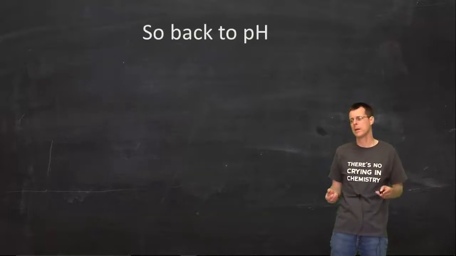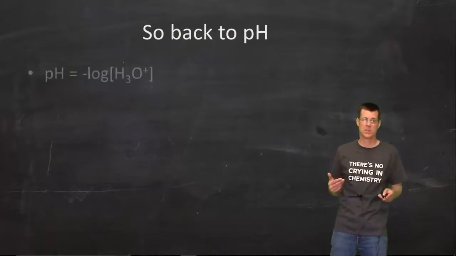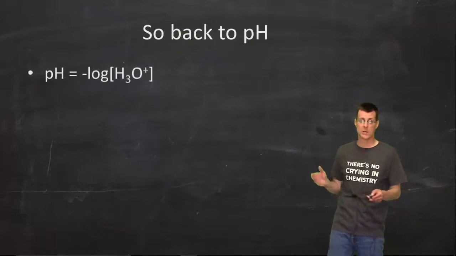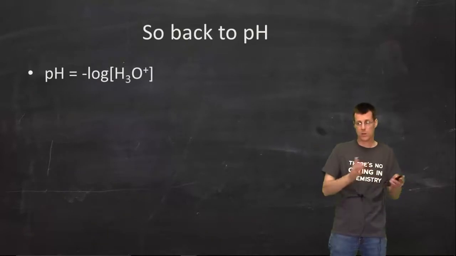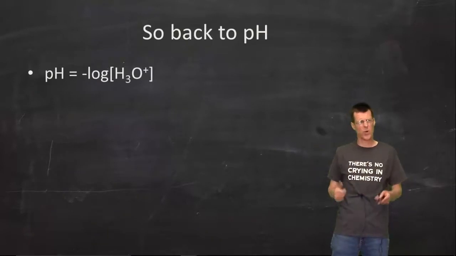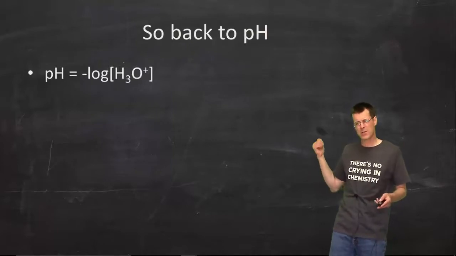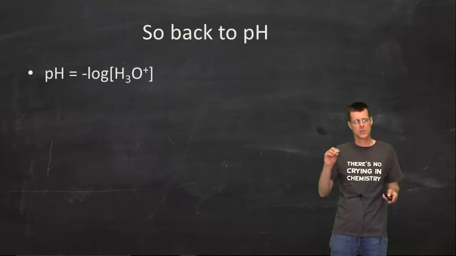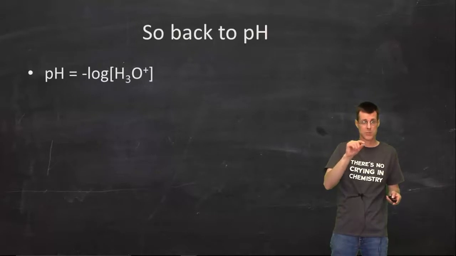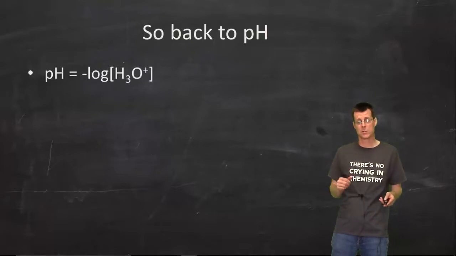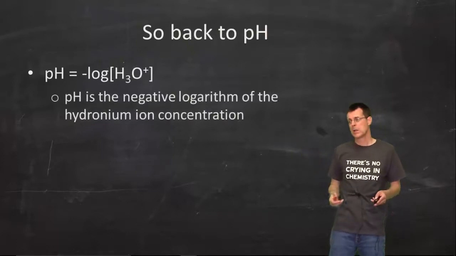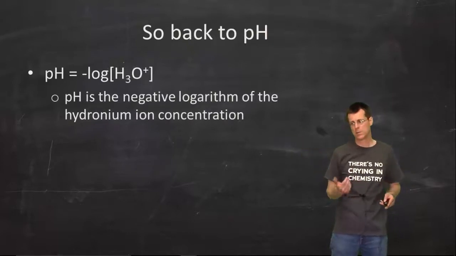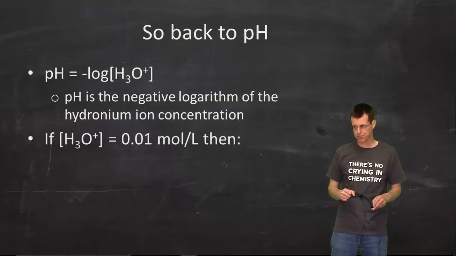Why would you want that? Well, it makes it kind of convenient when we're talking about small concentrations. So pH is the negative log of the hydronium ion concentration. Why negative? Well, if you think back to the decimal numbers we had, the log of decimal 0.01 was -2. The negative gets rid of the sign, really. So the negative log of the hydronium ion concentration.